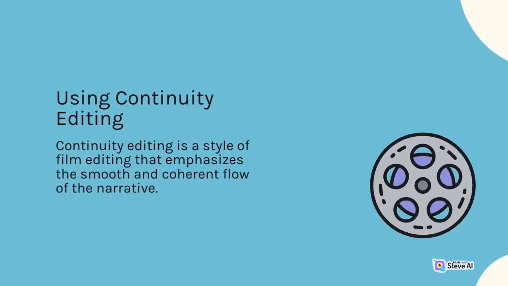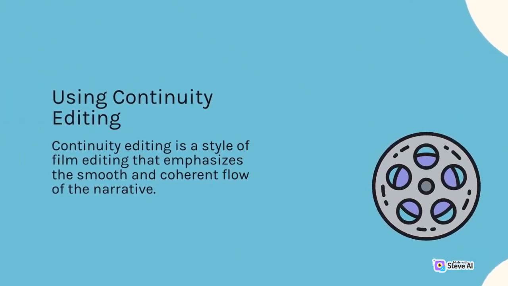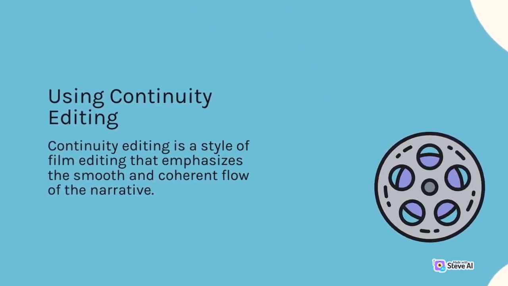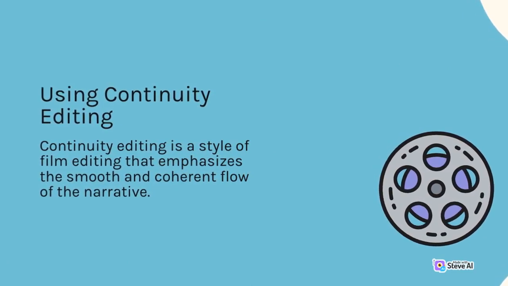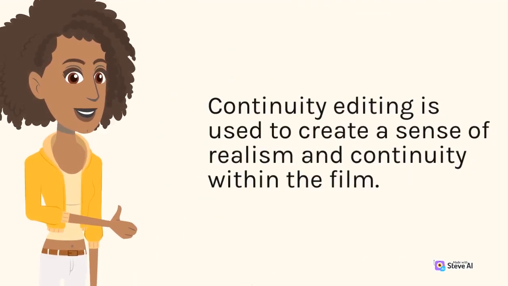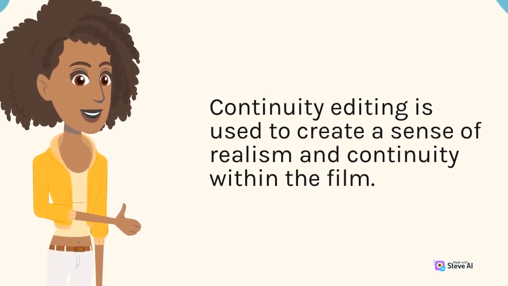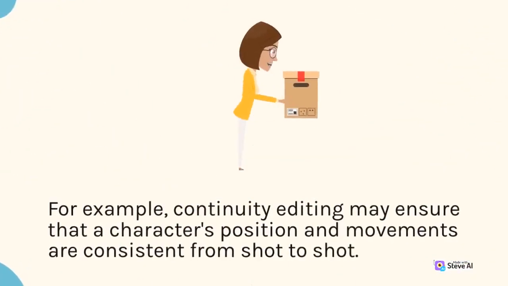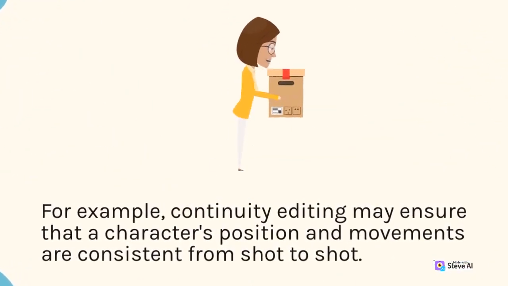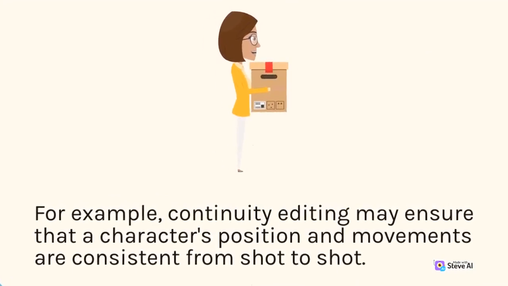Using continuity editing. Continuity editing is a style of film editing that emphasizes the smooth and coherent flow of the narrative. Continuity editing is used to create a sense of realism and continuity within the film. For example, continuity editing may ensure that a character's position and movements are consistent from shot to shot.